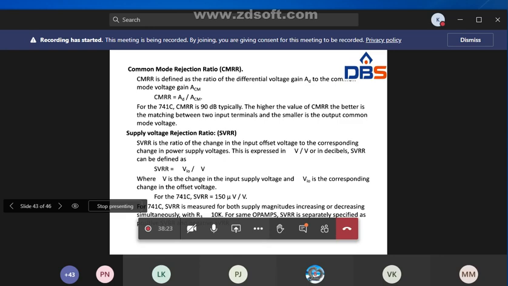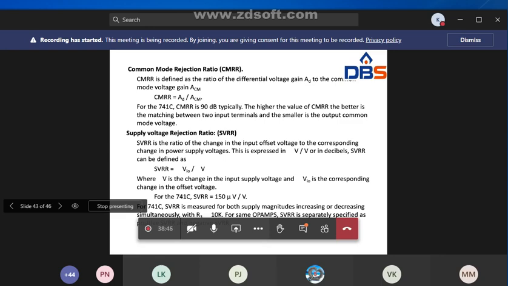Next, open loop voltage gain, AOL. It is the ratio of output voltage to differential voltage, so AOL equals V0 by VD. That is the open loop voltage gain.